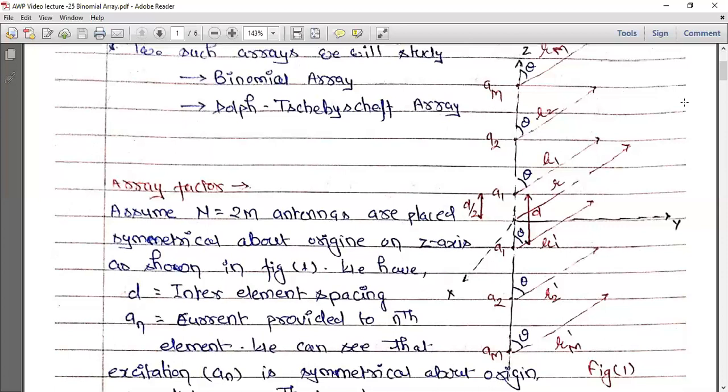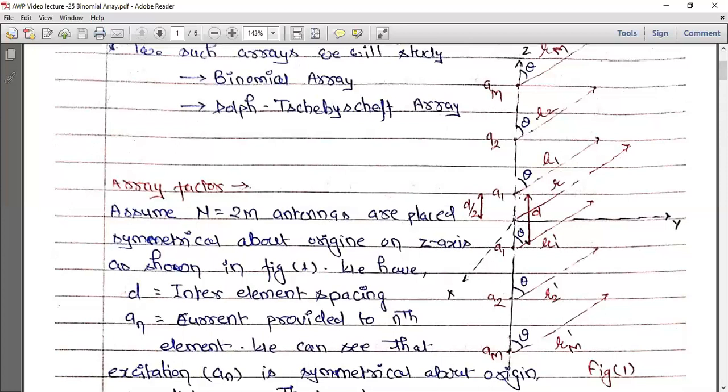Okay, so the point P lies in the far field, and suppose the point P has coordinates r, theta, phi with respect to this coordinate system. Then the distance of point P from the origin, as we know from the definition in the spherical coordinate system, is r. So we consider this distance from the origin to the point of observation. The point of observation is somewhere very far, so the distance is r.